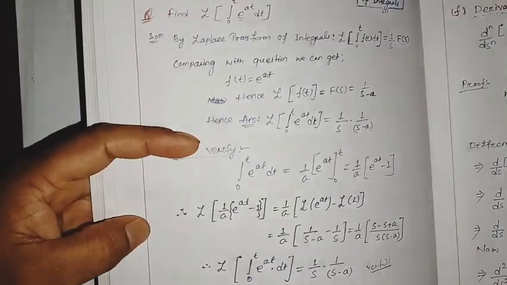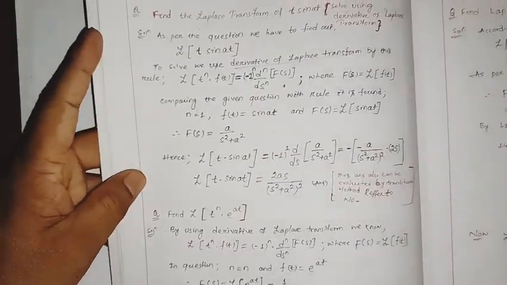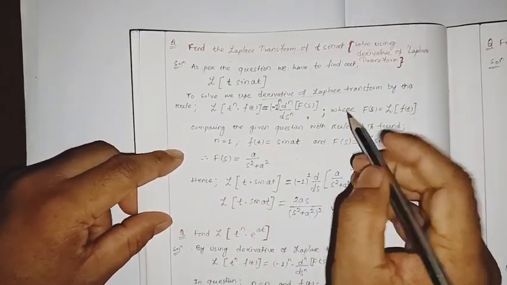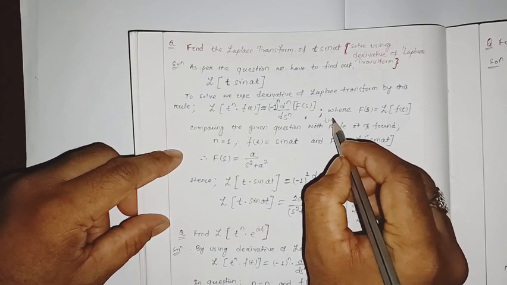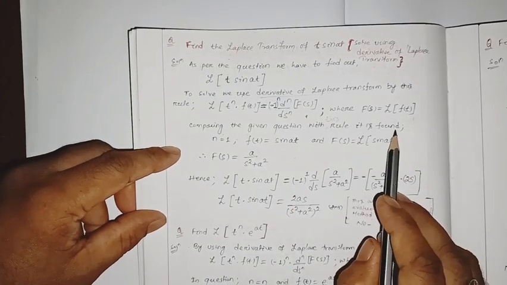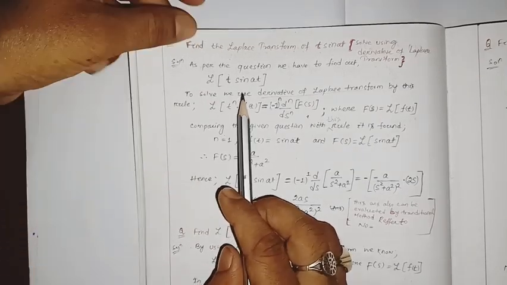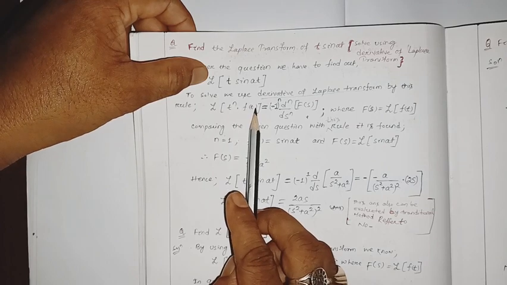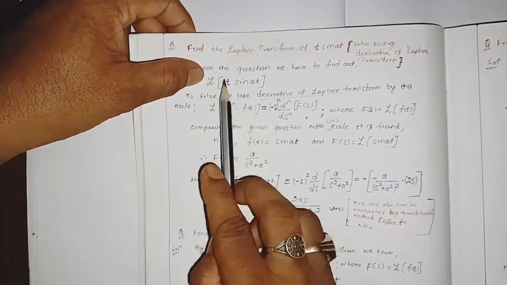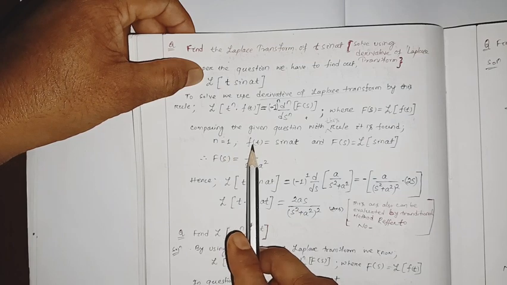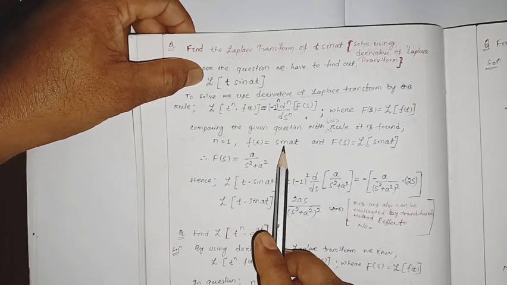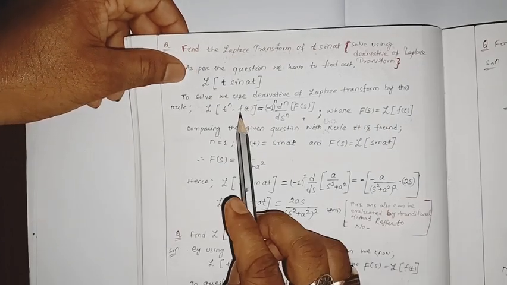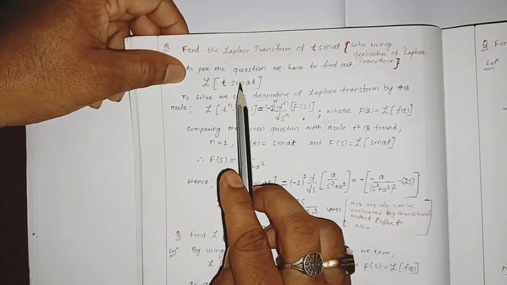Now if I compare the given question with this rule, it is found that n is what? Here you can see Laplace transform of t to the power 1 sin at. Here we have t to the power n f of t, right? If I compare this with this one, then n is 1 and f of t is nothing but sin at. And here capital F of s is nothing but the Laplace transform of the corresponding f of t. So here f of t is sin at.